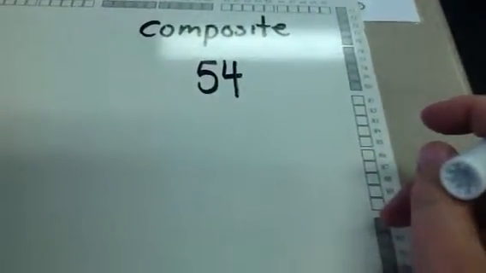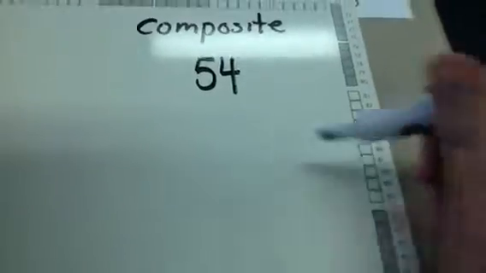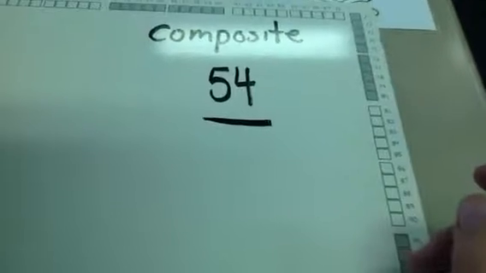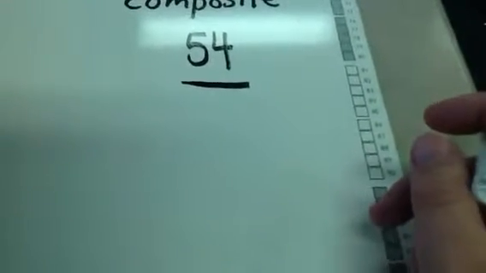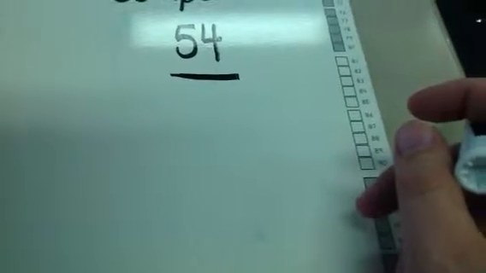So I'm going to start with composite because that's the most common and easiest to see. I'm going to show you an example of a composite number here really quick. I'm going to put down the number 54. As you're looking at this number, what you're trying to think about is what numbers can you think of that you can multiply together to equal 54, to give you 54 as your product.